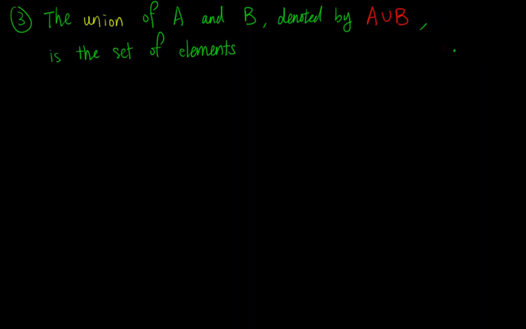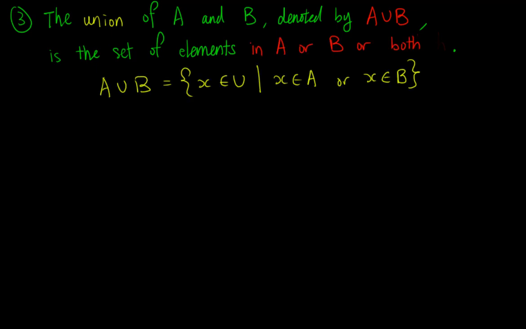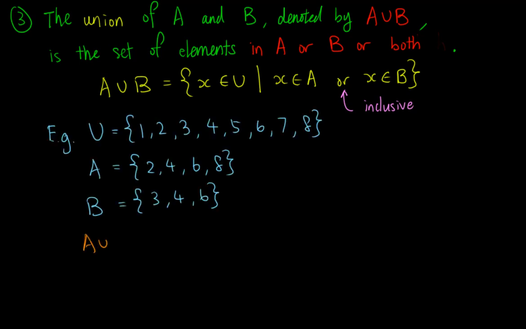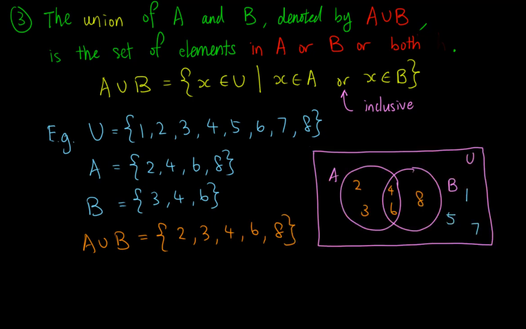Now we introduce the union of A and B, which is the set of elements that are in A or B. Note that this "or" is inclusive, which means that the element can be in both A and B. With the previous example, the union is formed by combining the elements of A and B, where any repetition of elements is ignored. The Venn diagram of A union B is the combined region of the two circles representing A and B.